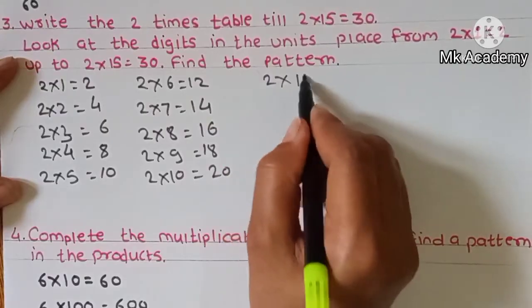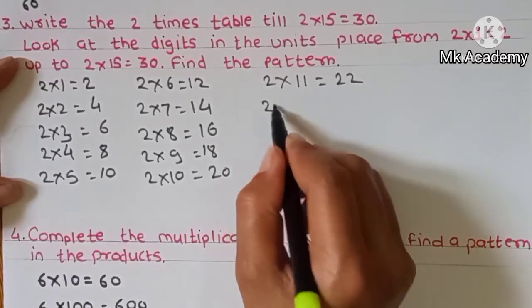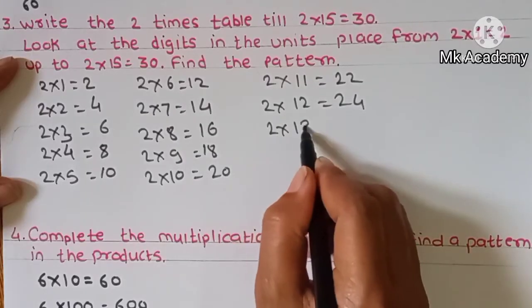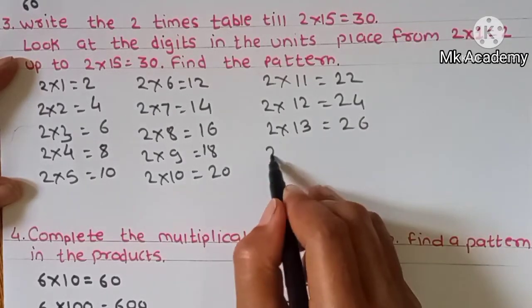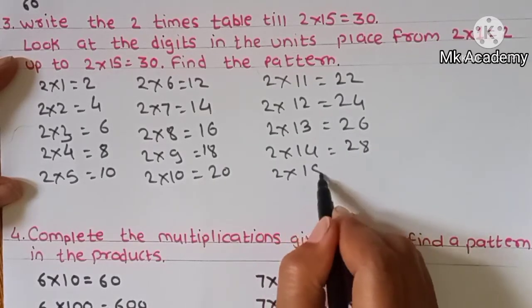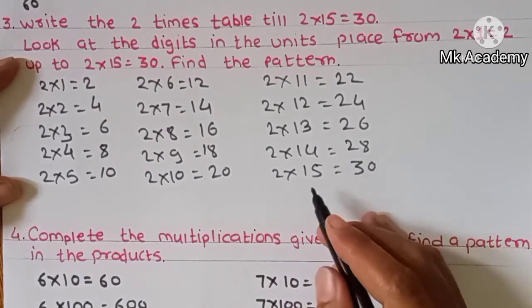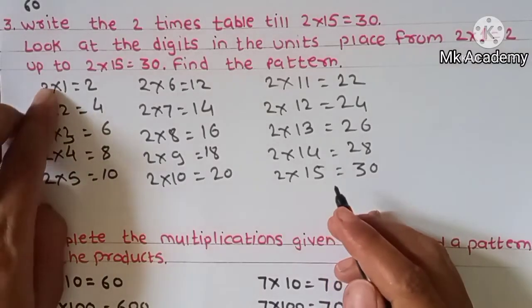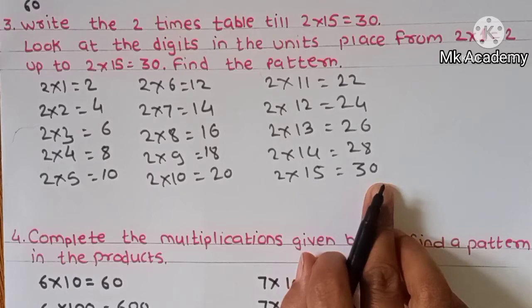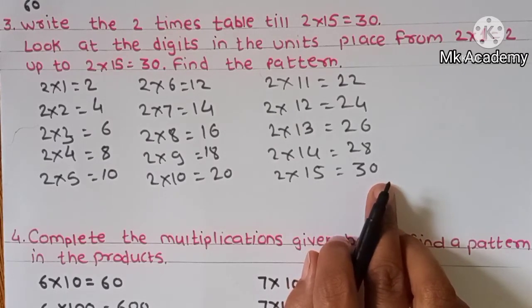Now 2 into 11 is equal to 22. 2 into 12 is equal to 24. 2 into 13 is equal to 26. 2 into 14 is equal to 28. 2 into 15 is equal to 30. We wrote down the table from 2 into 1 is equal to 2 up to 2 into 15 is equal to 30. And we have to find out the pattern.